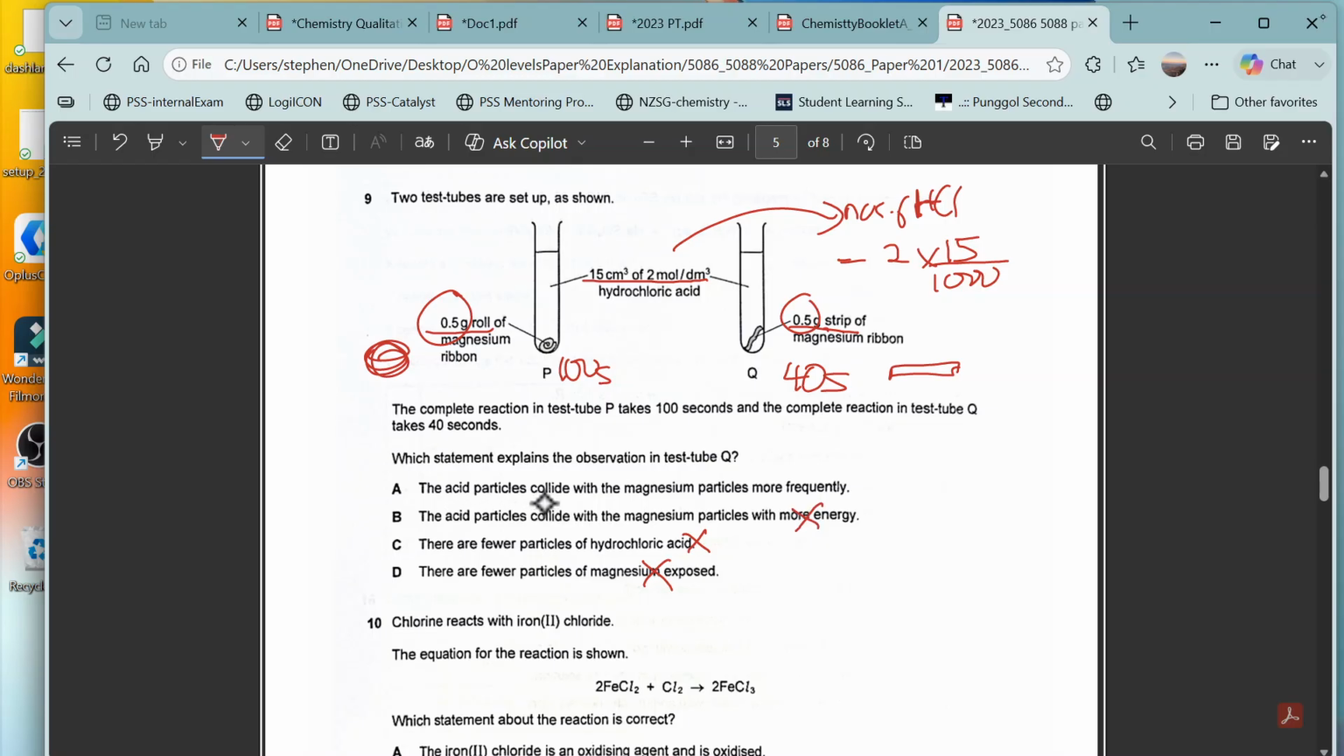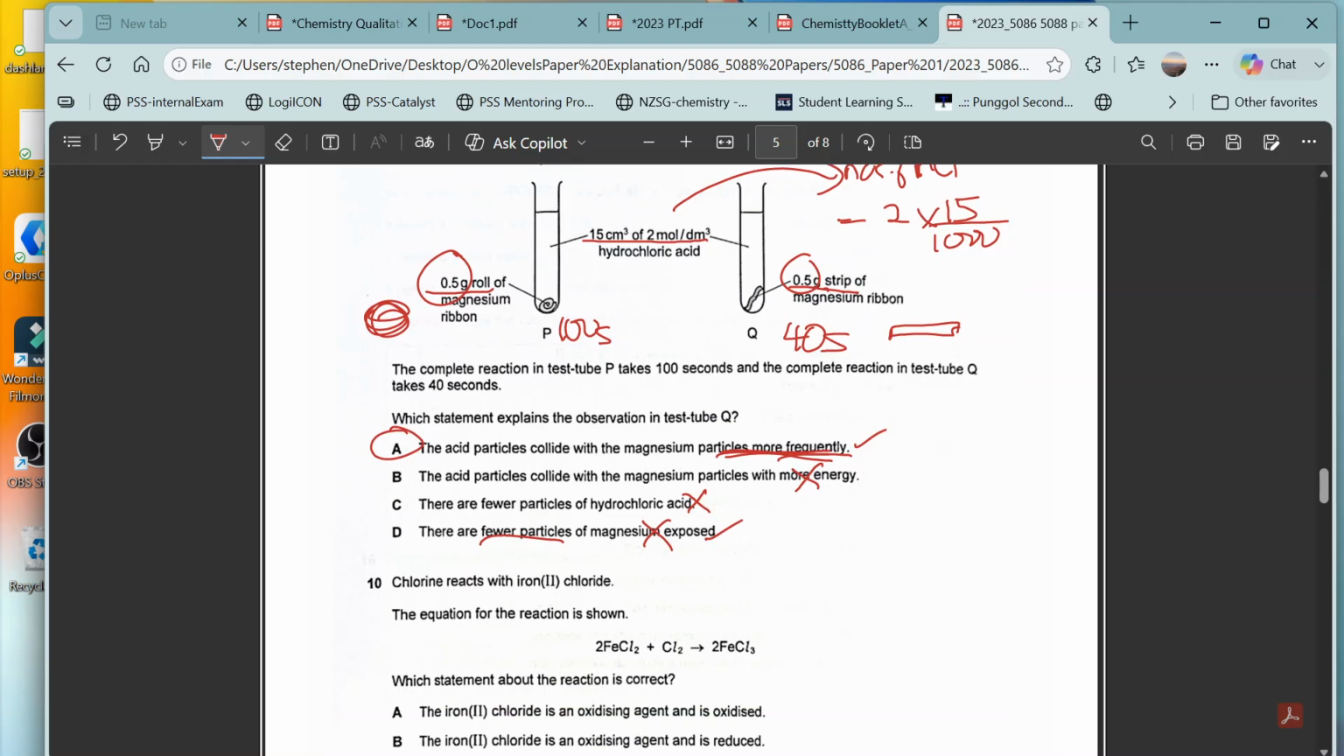The acid particles collided with magnesium particles more frequently. Yeah, this answer and this answer, I think A is a better answer, right? This is what we call the collision theory of the rate of reaction, about colliding, not about numbers. Actually, we wouldn't know, right? Maybe they just say roll, but maybe it's the same amount of surface area being exposed in this case.